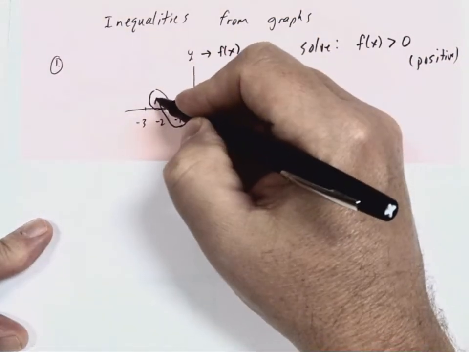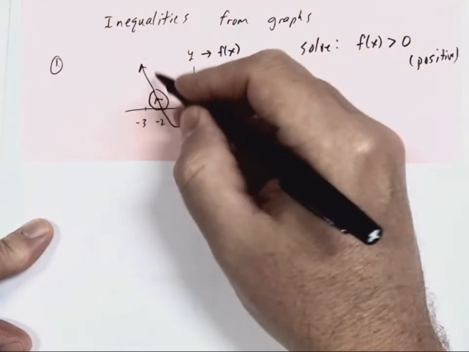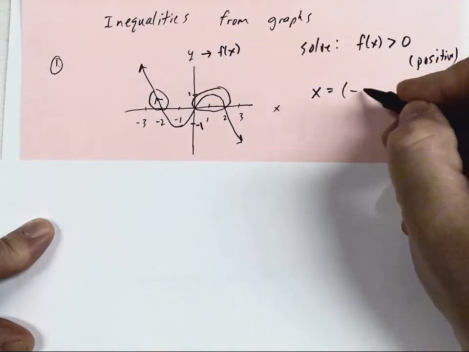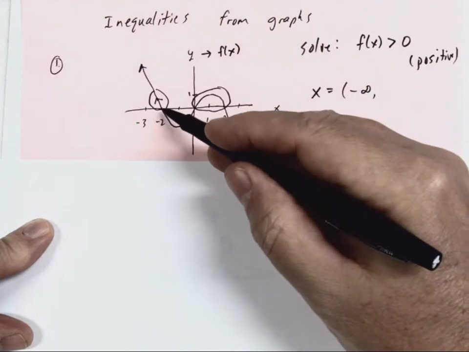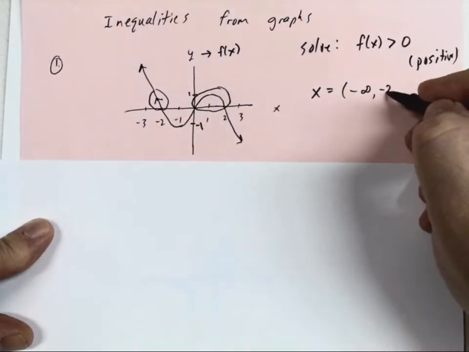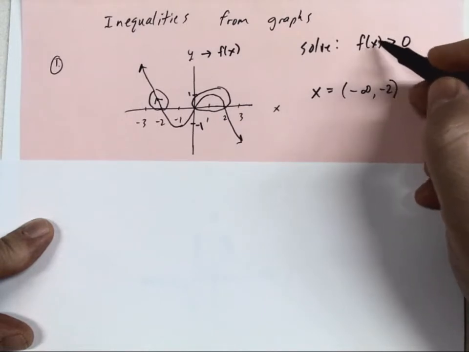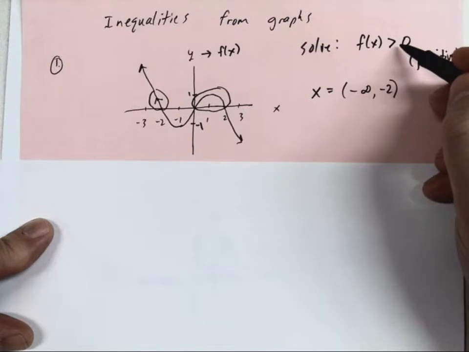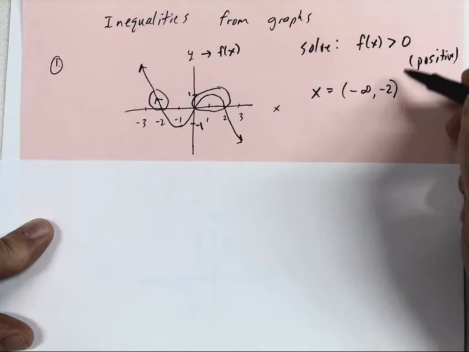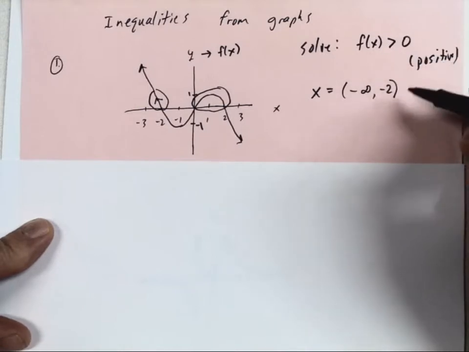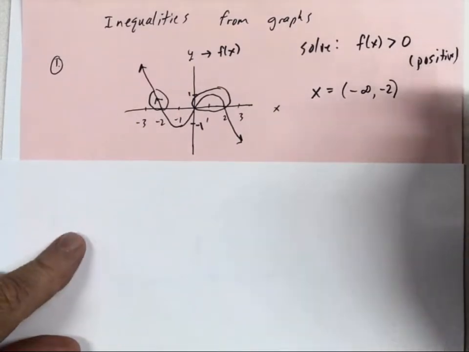Of course, you've got the arrow here, so this thing actually goes on forever. So this first region where the function is positive starts at negative infinity and goes all the way to -2. And you notice I'm not going to include the -2 because I'm asking where is the function positive. If it had been greater than or equal to 0, I would have included the -2. But because I was looking for greater than 0, excuse me, I do not include the -2.